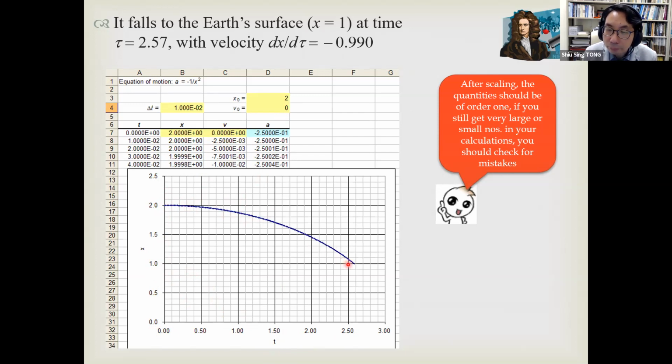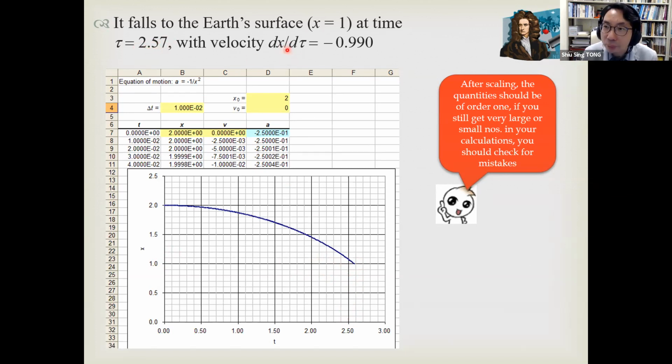And eventually, when the apple falls on the surface of the Earth, x is equal to the radius of the Earth, right? x is equal to 1 because the distance is now equal to the radius of Earth. So R divided by R is just 1. So x equal to 1 means the apple now reaches the surface of the Earth. So I want to know what is the time here. I can read the time from here, and I find that it happens at the time tau equal to 2.57.